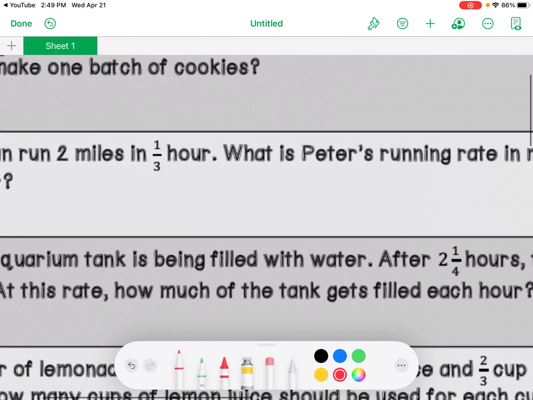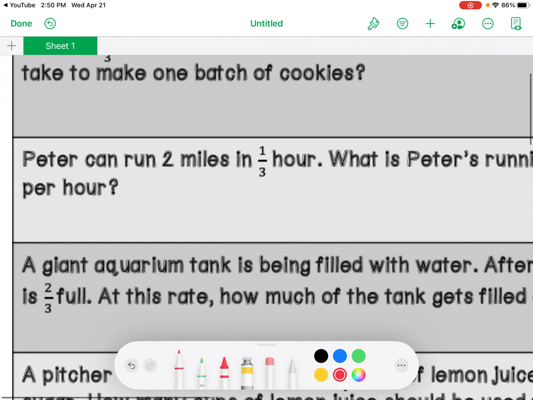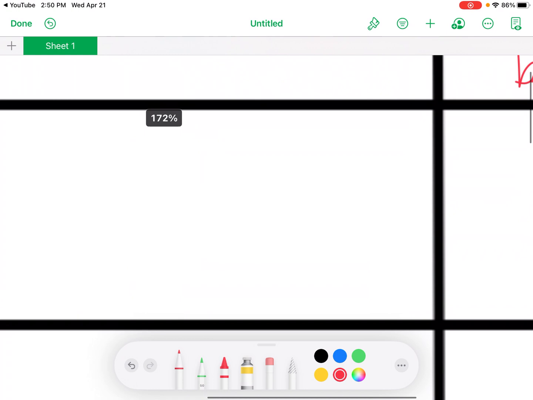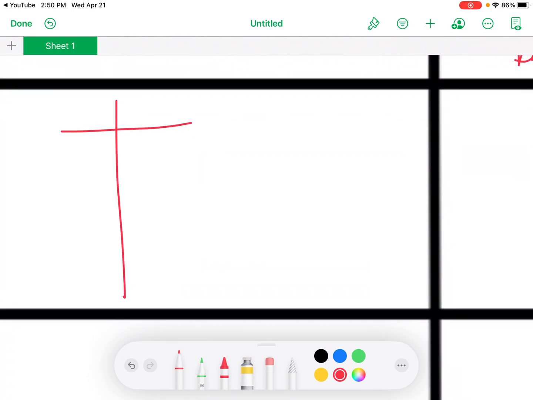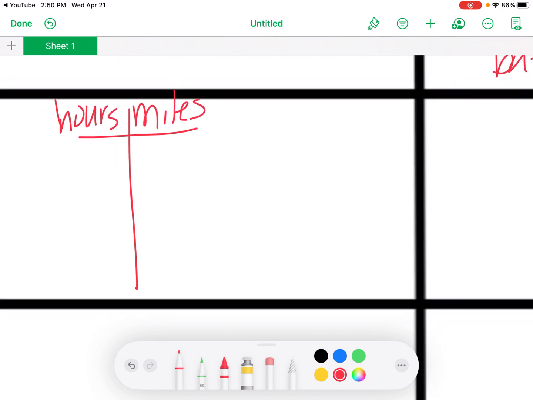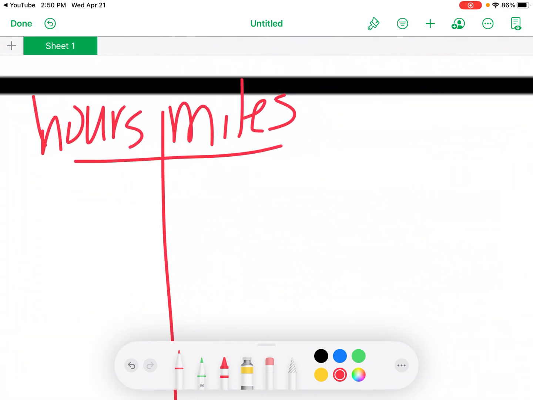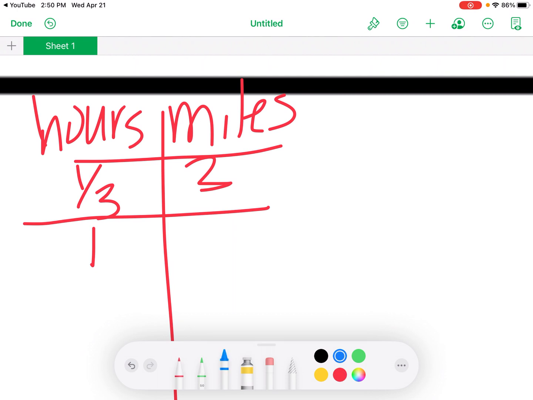All right, the next one says, Peter can run 2 miles in 1/3 of an hour. What is Peter's running rate in miles per hour? So I'm comparing hours to miles. He can run 2 miles in 1/3 of an hour. And they want to know how far he can run in 1 hour. So again, I'm dividing going this way, so I'm going to multiply coming this way.